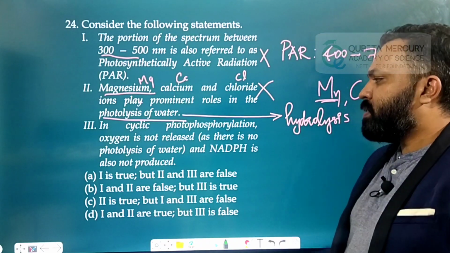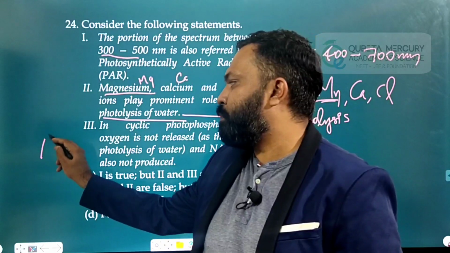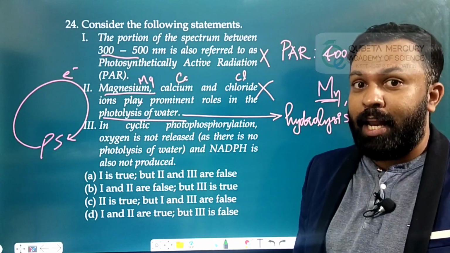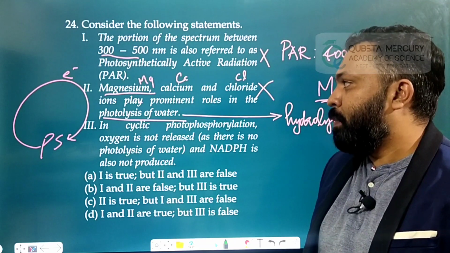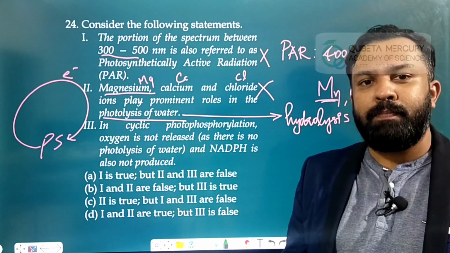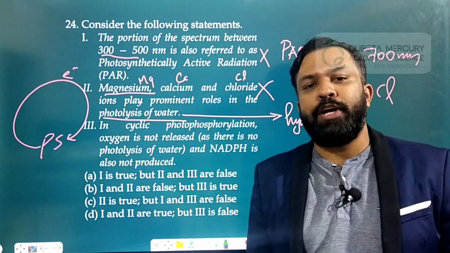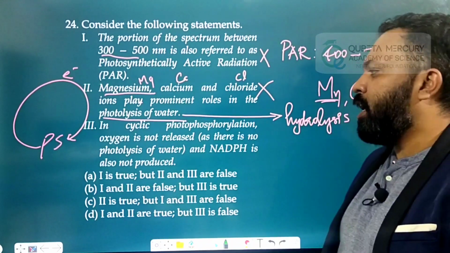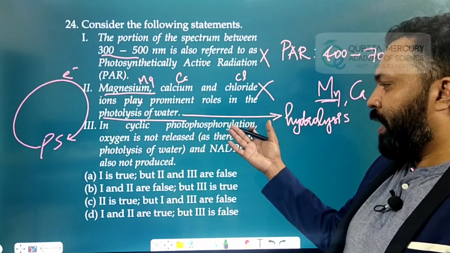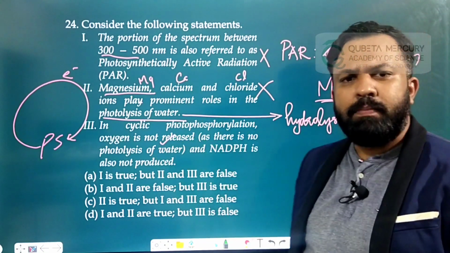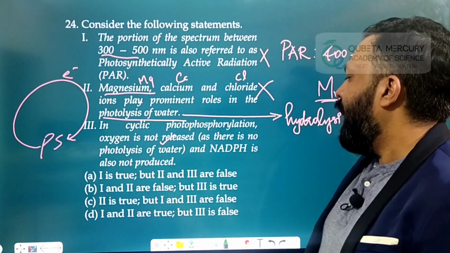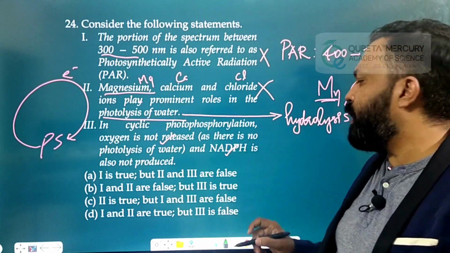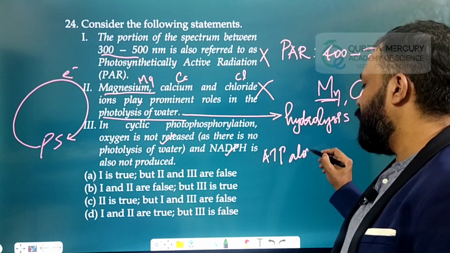And the third statement: in cyclic photophosphorylation, which is present in PS1, the electrons are cycled within PS1, on the stroma lamellae, the intergranal thylakoids, where the path of electrons is circular. ATP alone is produced, no NADPH is formed. Photolysis and release of oxygen are absent in cyclic photophosphorylation, as there is no photolysis of water. And NADPH is not produced, because ATP alone is produced.